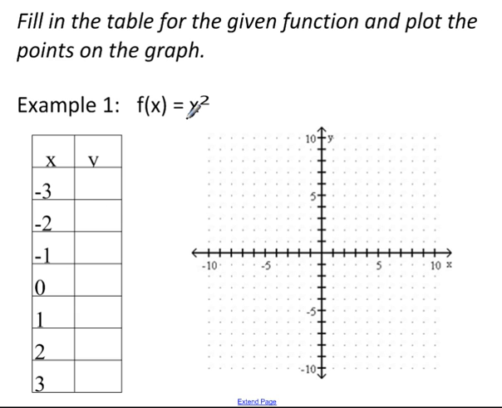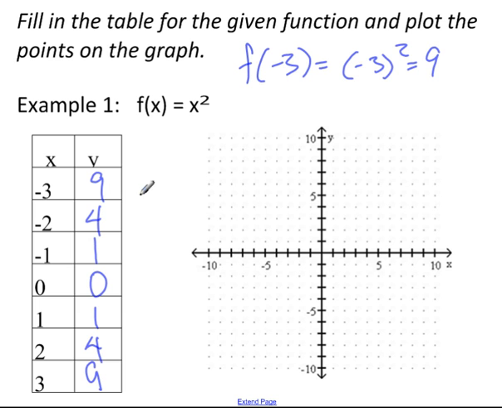Alright, so here. We can always graph just by plugging in some numbers. So I've got negative 3 through 3 here. We're going to plug them in and square them. So all we're doing is, what's f of negative 3 going to be? Well, that's negative 3 squared equals 9. So you're just going to take the number and square it. I'm going to throw all those in here real quick.